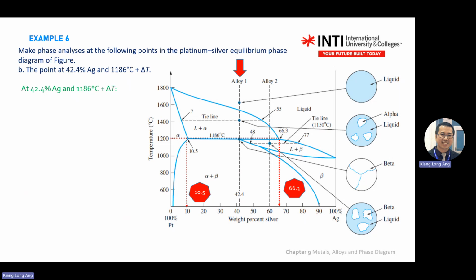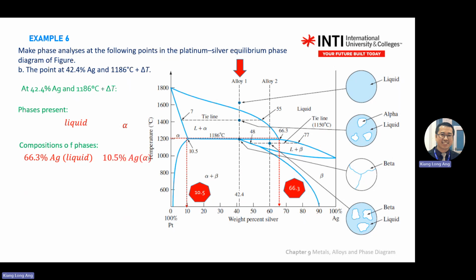Then you do the level rules. So you write what phase is present. In this case, at 1186 plus delta T, what do you have? Liquid and alpha. It's not alpha beta, because the question asks you plus, which means it's above the line. Then the rest is the same. Composition, you read from the left line and right line. Liquid this side, solid this side.